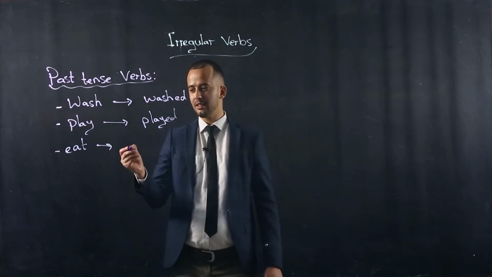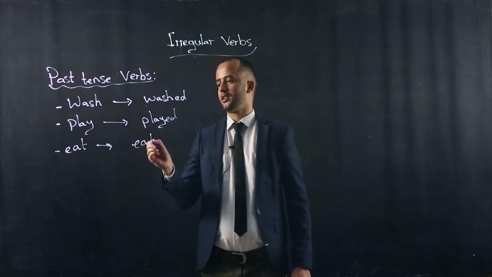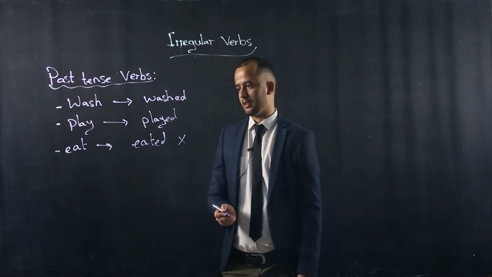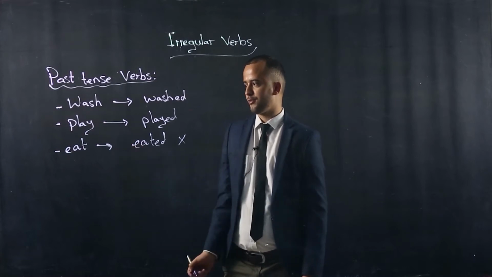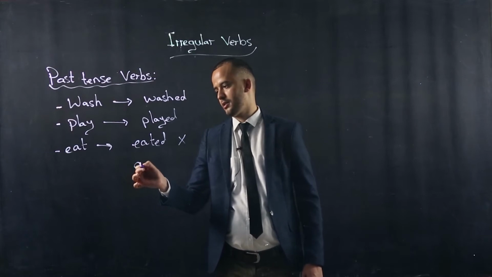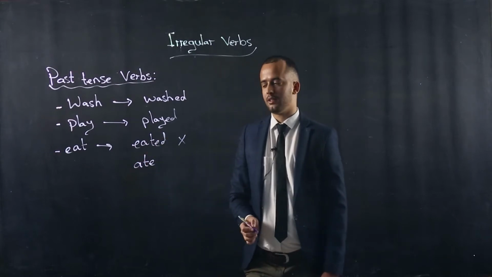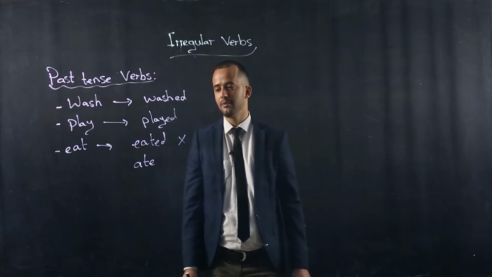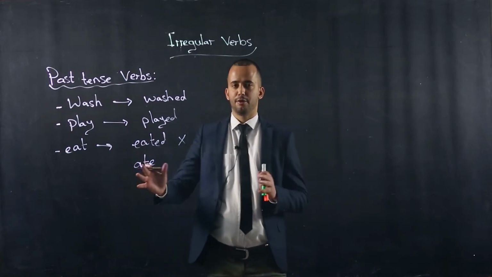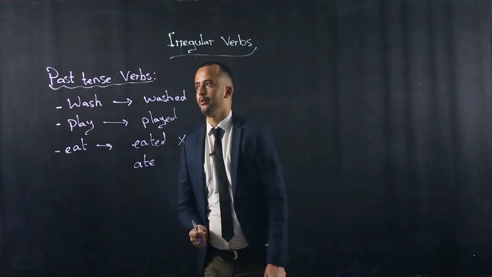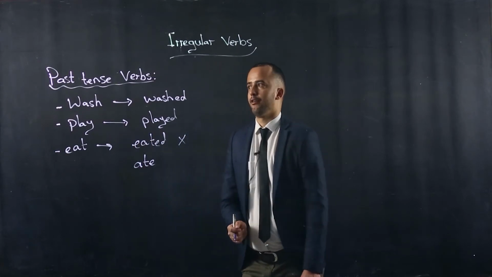Do we say eated? Is it eated like played and washed? No. It's not eaten. So what is the past form of eat? The past form of eat is ate, A-T-E. So we have some verbs in English that don't follow the rule of the past tense form.